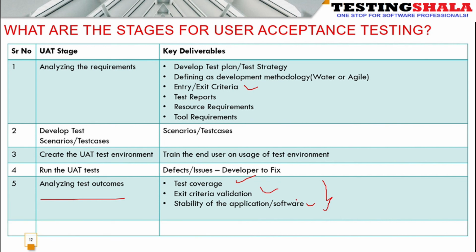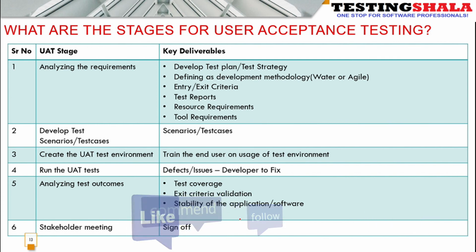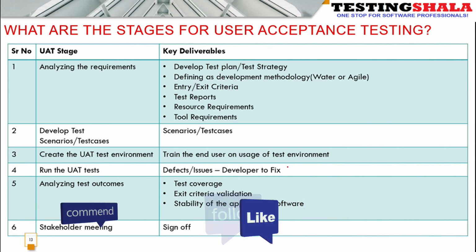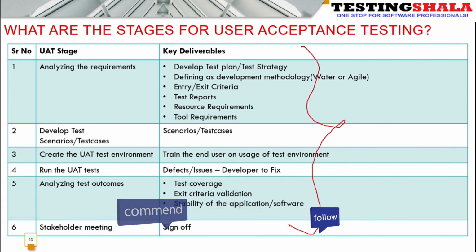Then the sixth stage is a meeting with all the stakeholders, where we present all the data. When everybody agrees to the testing outcome, we have a sign off as part of the user acceptance testing. So these are the six important stages which we normally follow for any user acceptance testing.